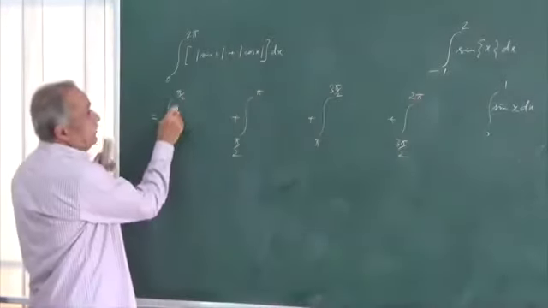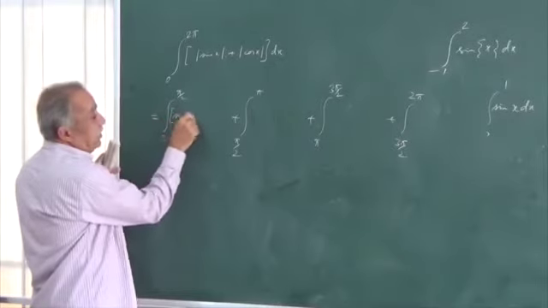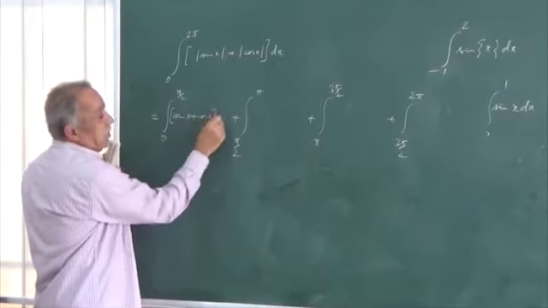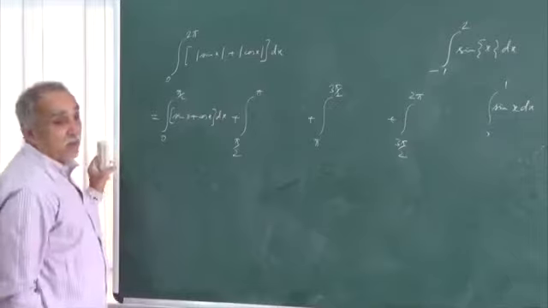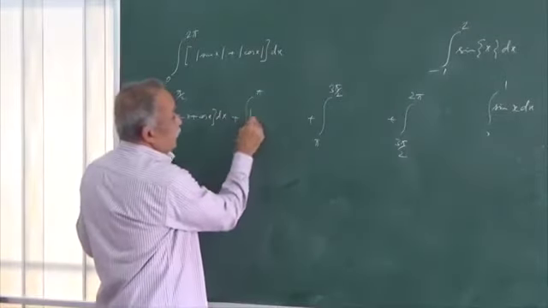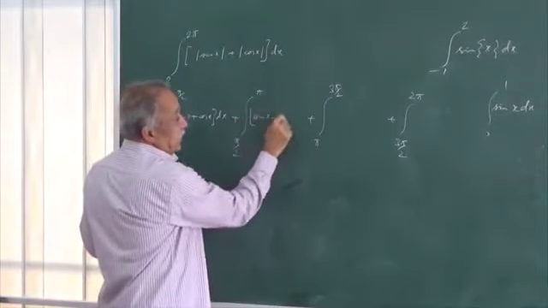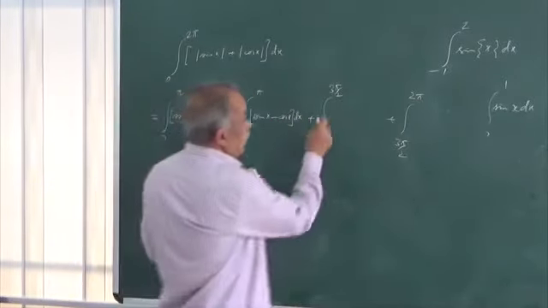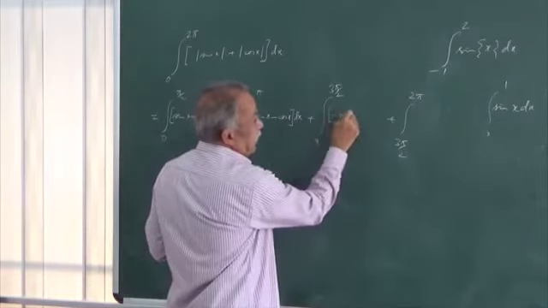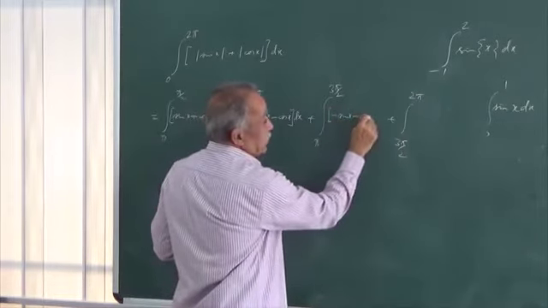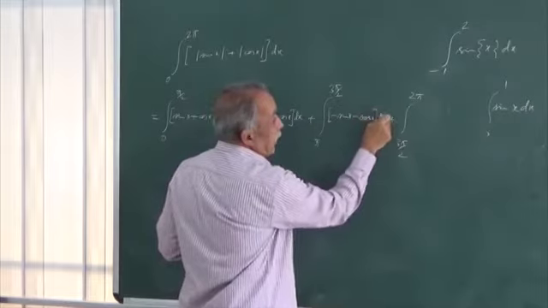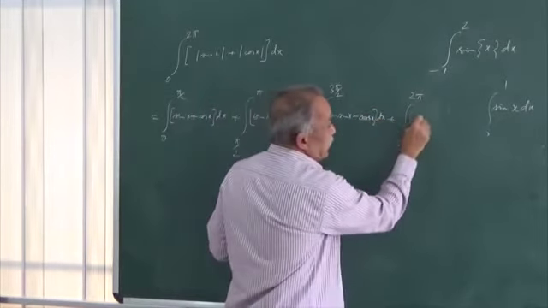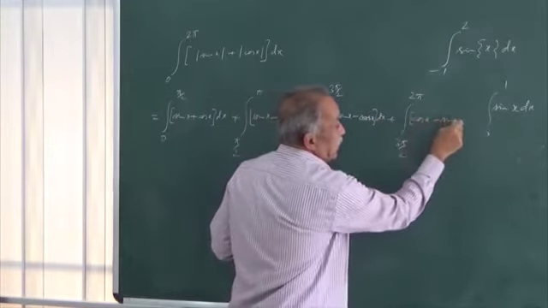In the first interval, the function to be integrated is integer part of sin x plus cos x. In the second interval, the function to be integrated is integer part of sin x minus cos x. In the third interval, it will be integer part of minus sin x minus cos x. And in the last interval, it is integer part of cos x minus sin x.